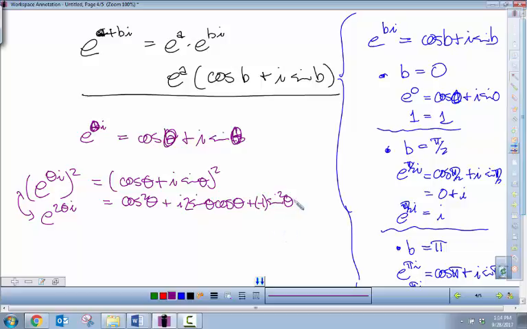Now, a lot of times when we're dealing with complex numbers, we want to keep the real parts together and the imaginary parts together. So if I just focus on what my real part is, my real part is cosine squared theta minus sine squared theta. And my imaginary part is 2 sine theta cosine theta.